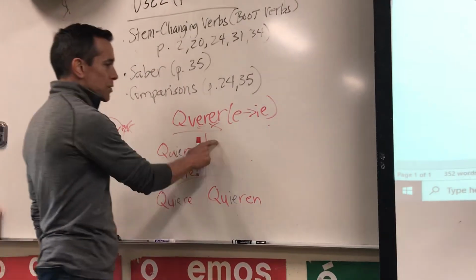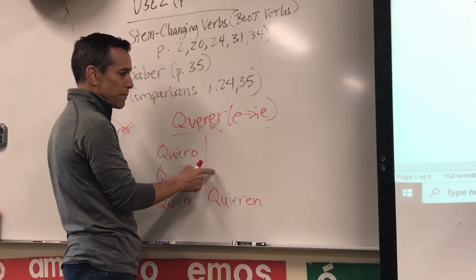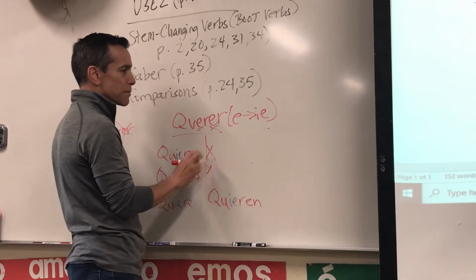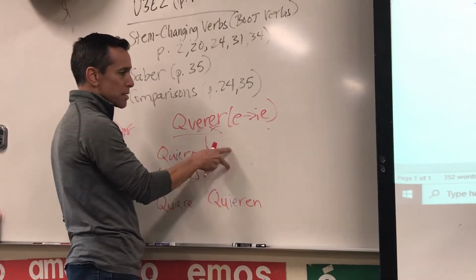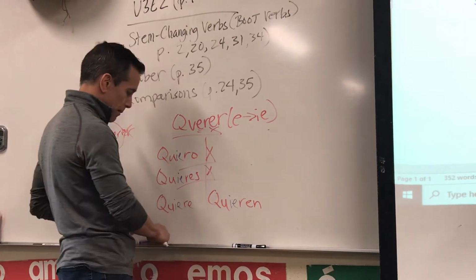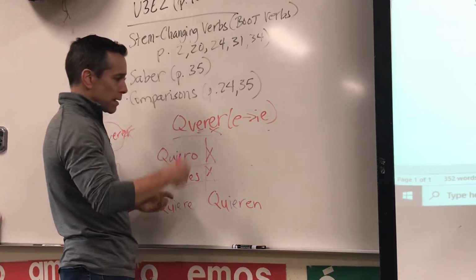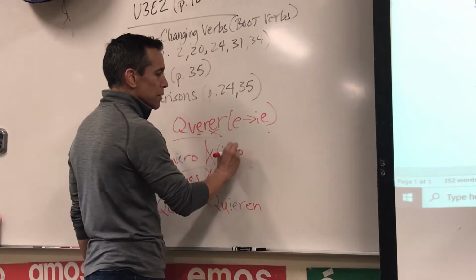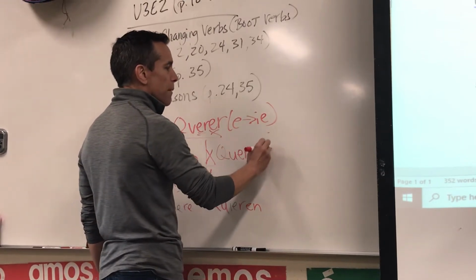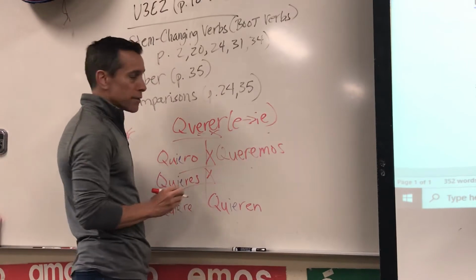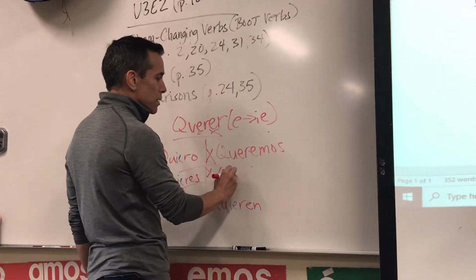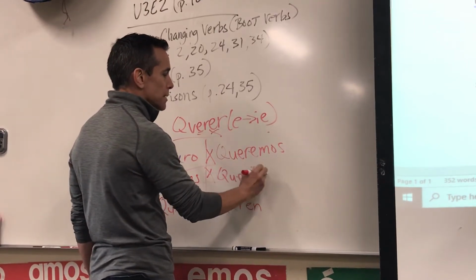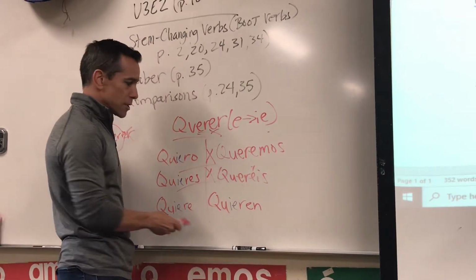Now, the nosotros and the vosotros forms don't do the stem change. So you don't have to worry about that in these two boxes. So we're not going to pick up the purple pen. We're done with the purple pen. No more purple, just purple in those 4. So you do Q, U, E, R, E, M, O, S, just like a regular conjugation. Q, U, E, R, E with an accent, I, S, just like a regular conjugation.